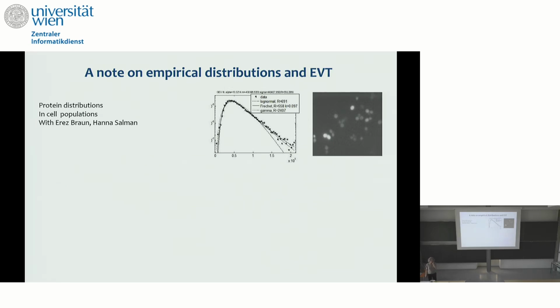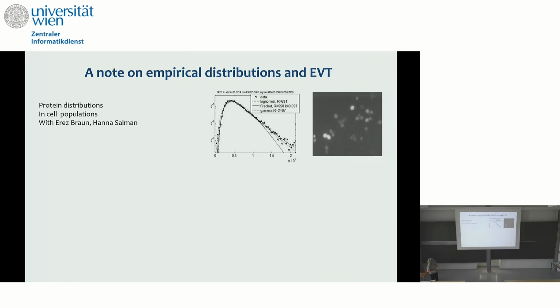I want to say something in response to previous lectures that were here, and that's a note on empirical distributions and extreme value theory. So we had a discussion yesterday about whether, when you see a distribution of this type, one of these universal ones, that means there is an extreme value problem underhand. Does that mean that necessarily there's an extreme value problem?